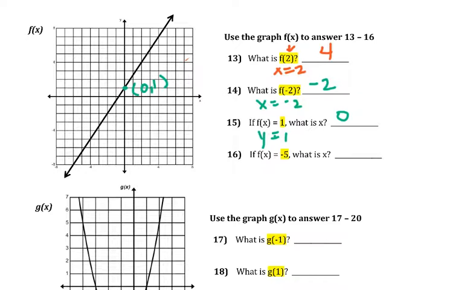Number 16, it says if f of x equals negative 5. So if y is negative 5. Think about it like this. You're looking for an ordered pair that has y equal to negative 5 and is on your graph. So you go down to negative 5, 1, 2, 3, 4, 5, and then go find your graph.